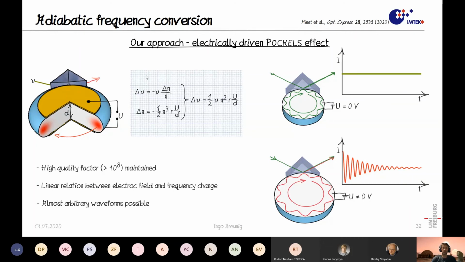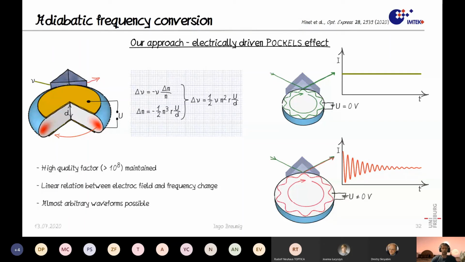And so the frequency tuning, the adiabatic tuning, is just given by this simple expression. So basically the relative frequency change is just given by the relative refractive index change. And the refractive index change is given by this Pockels relation. So you just plug the second equation into the first one, and you see that the tuning just depends linearly on the applied electric field.